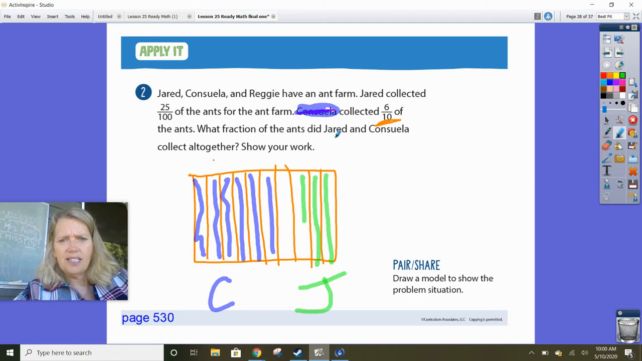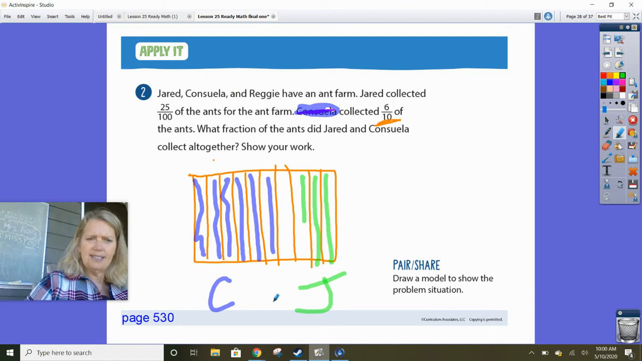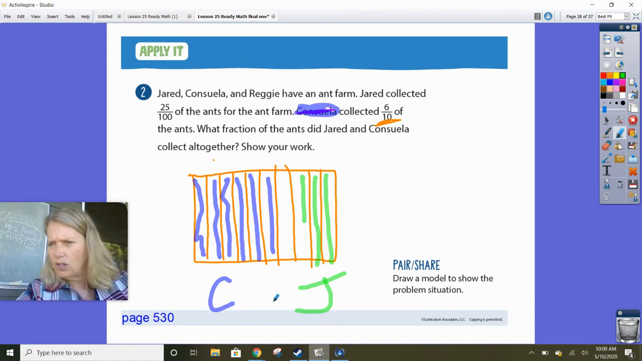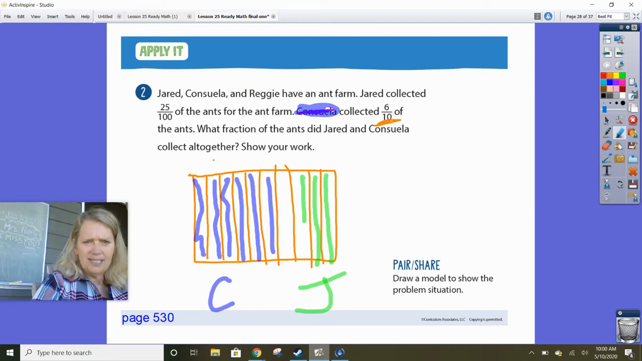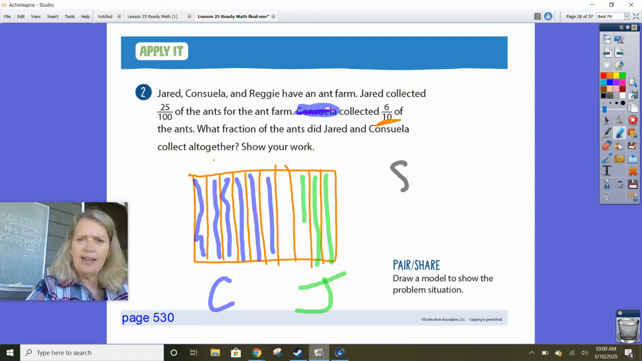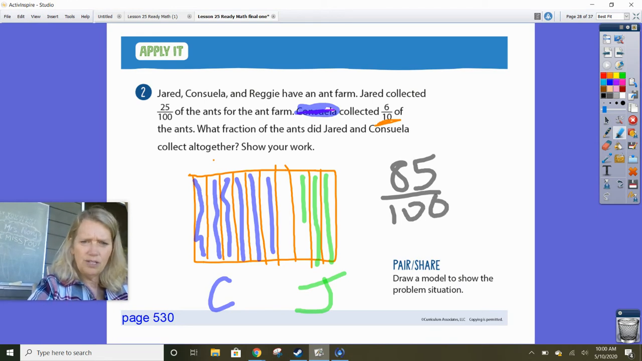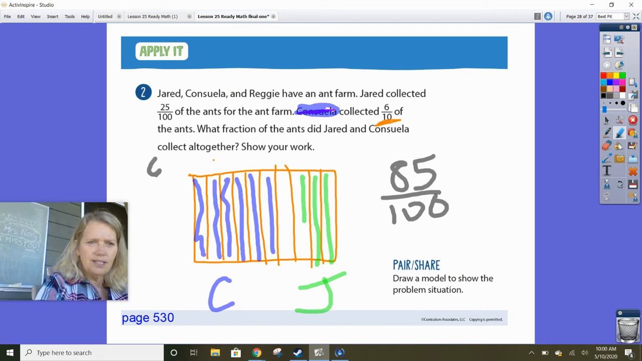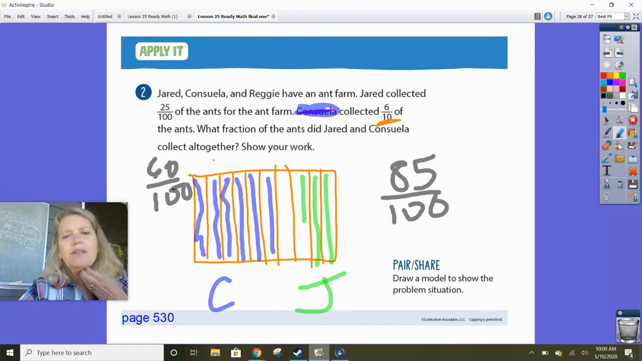What fraction of the ants did Jared and Consuela collect all together? Okay, so we got 6/10 for Consuela. Then 6 plus 2/10 is 8/10, plus 5, so we've got 85 out of the 100. See how I did that? This one is 25 hundredths. This is 60 hundredths. Or 6/10 would be the same as 60 hundredths, right?